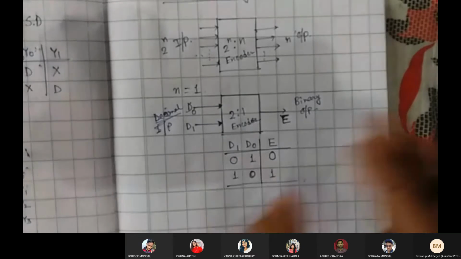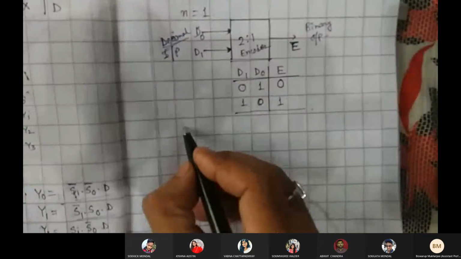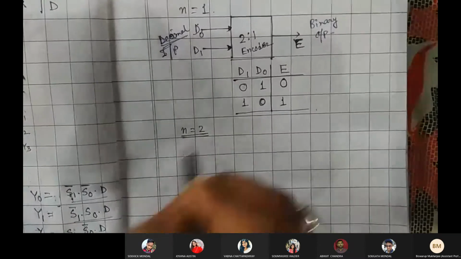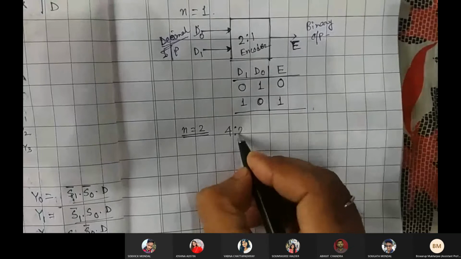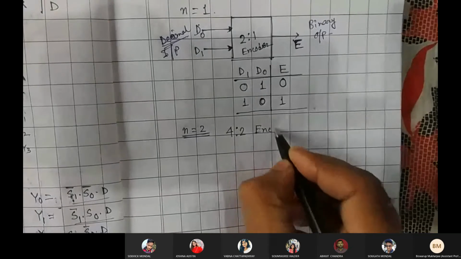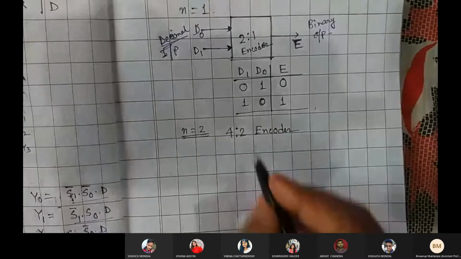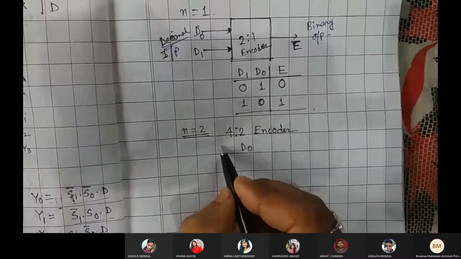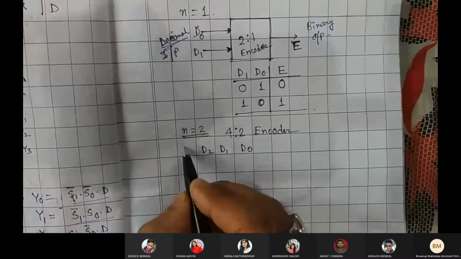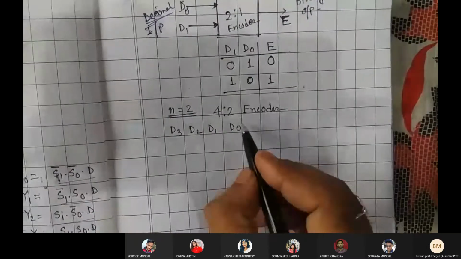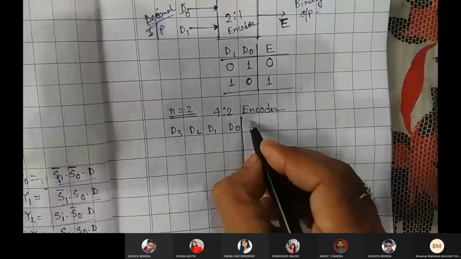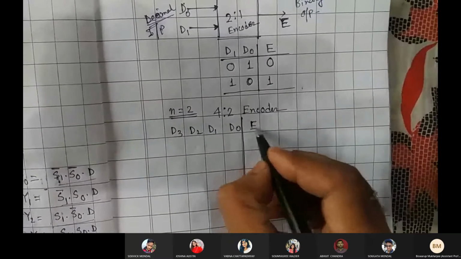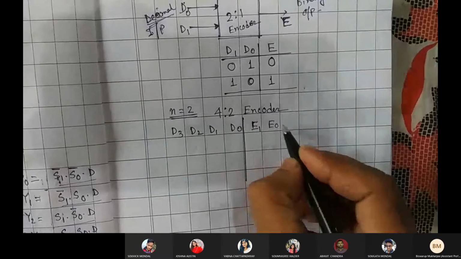Now, maybe you are having a little bit of confusion. So let's come to n equal to 2. That would be easy to understand. So that is a 4:2 encoder. So let's have 4 inputs, D0, D1, D2, D3, and we are having 2 outputs, so that is E1, E0.